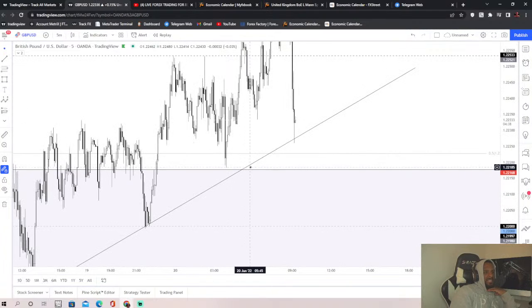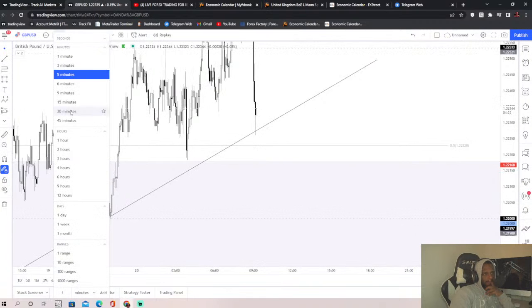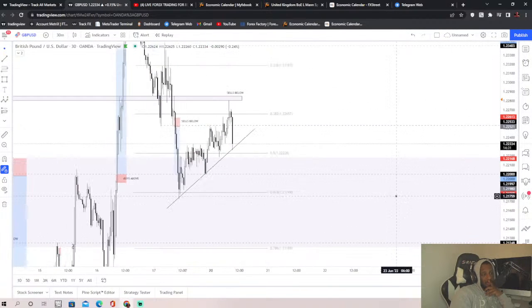Now, if price breaks this low here, under the 50%, that's bearish.